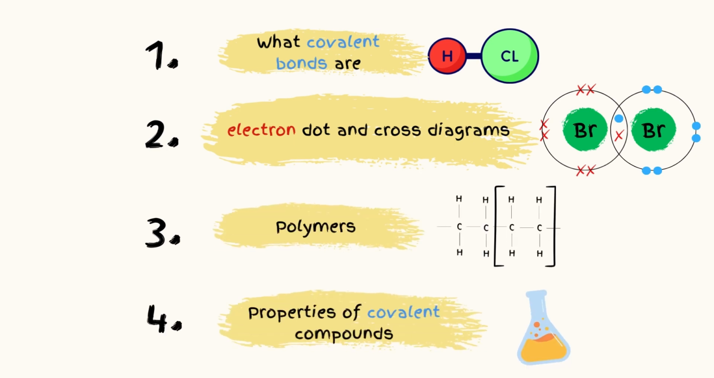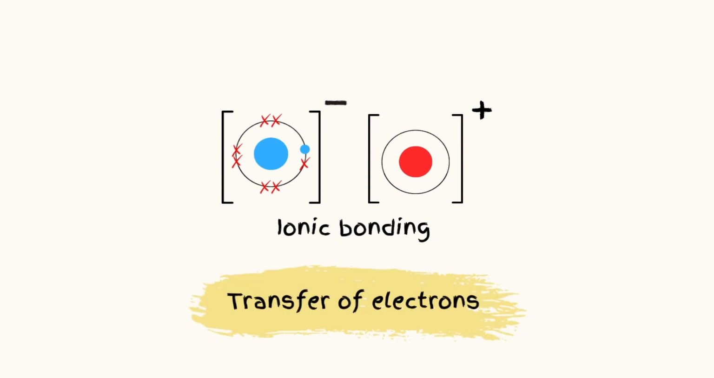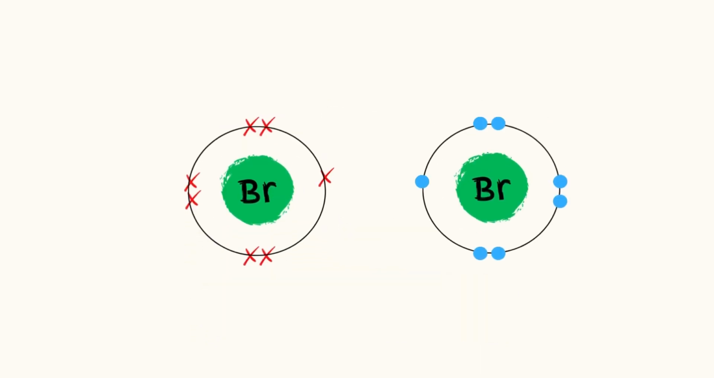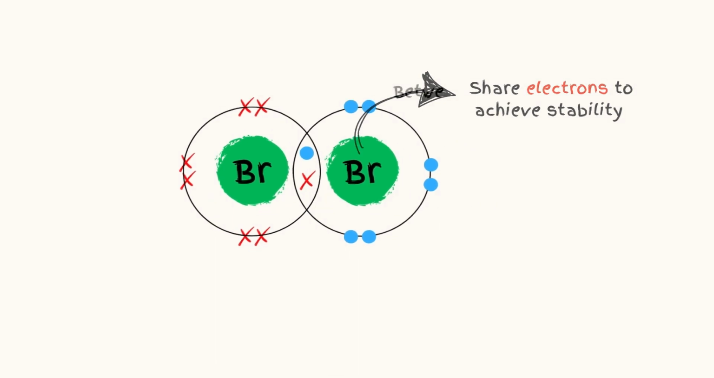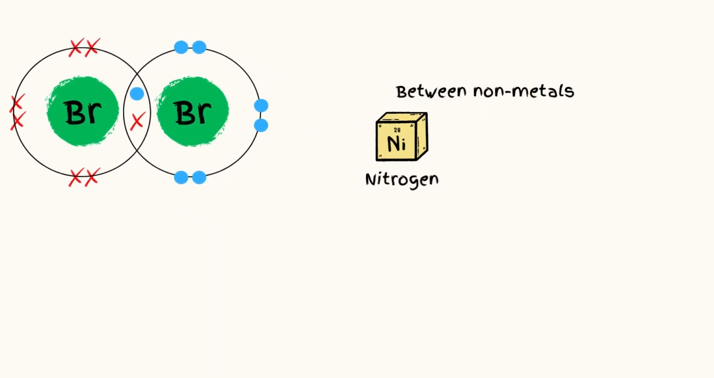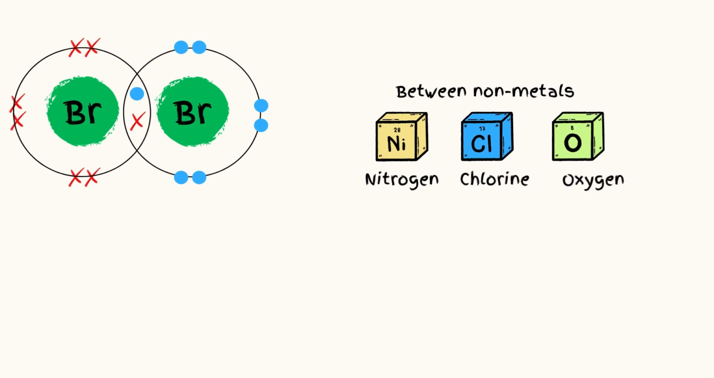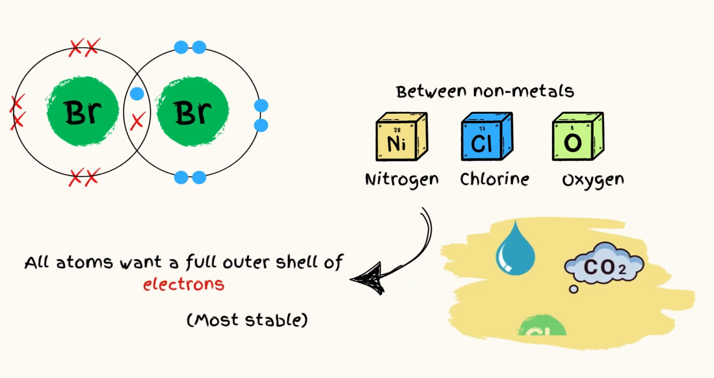Unlike ionic bonding, which involves the transfer of electrons from one atom to another, covalent bonding involves two or more atoms sharing their outer shell electrons in order to achieve stability. Covalent bonding only occurs between nonmetals such as nitrogen, chlorine, and oxygen. All atoms want a full outer shell of electrons, as this is when they are most stable. Examples of covalent molecules include water, carbon dioxide, and chlorine gas.